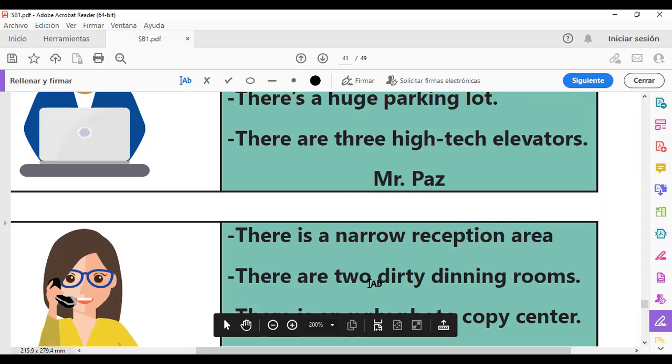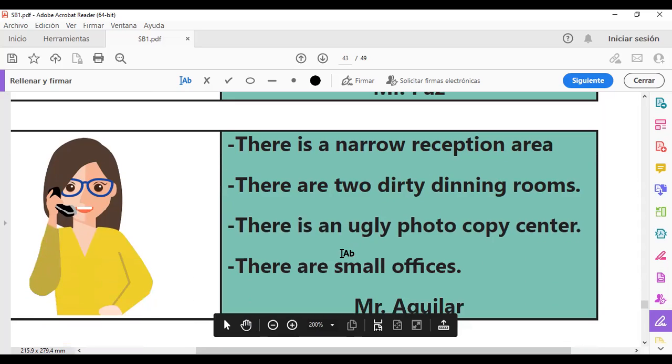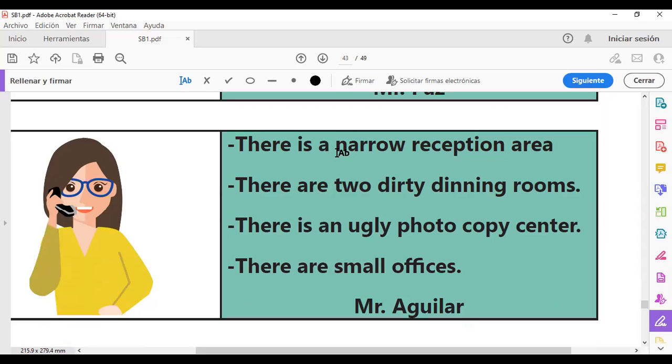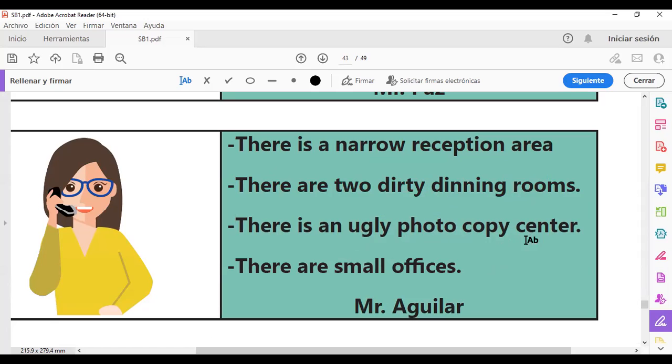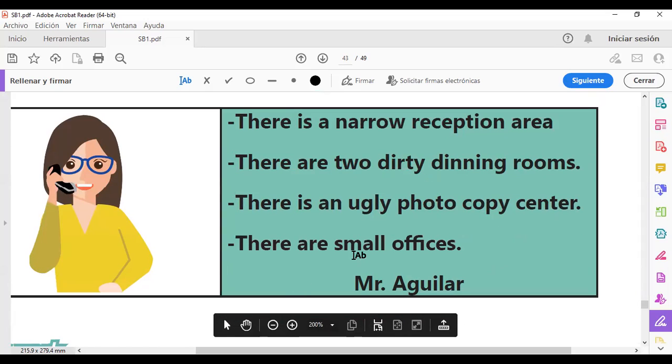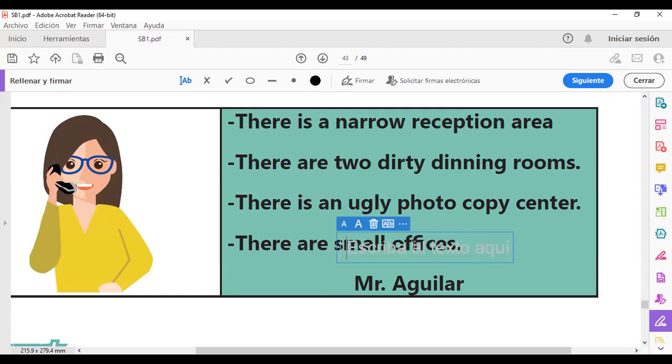Narrow. What's narrow? Angosta. Okay, so we are talking about the reception area. Dirty? So the dining room, that's a dirty dining room. There are two dirty dining rooms. Ugly? Yeah, but we're talking about the copy center, right? There's an ugly photocopy center. That's ugly. There are small offices. Pequeña. Yeah, so we have small offices.